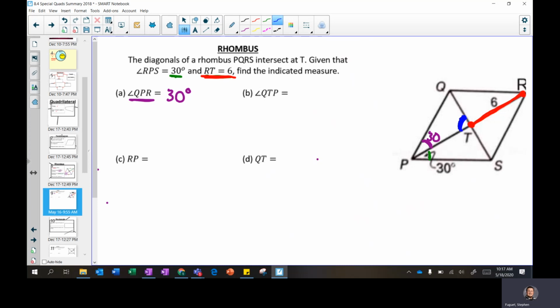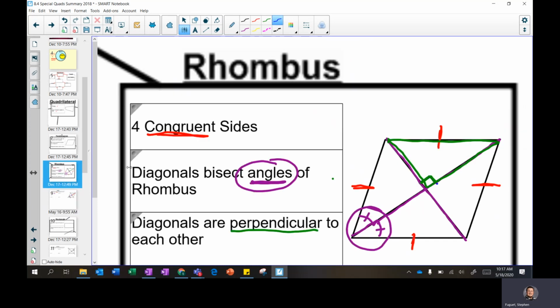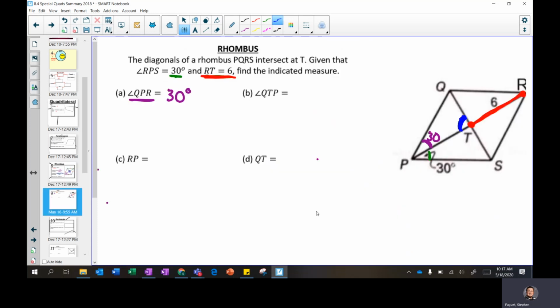And what we know about this, going back to our properties, is that diagonals are perpendicular to each other. And so all 4 of these angles right here are all going to be 90 degrees. And so because of that, we can immediately say that QTP has to be a 90-degree angle. Moving next, we're going to talk about RP.